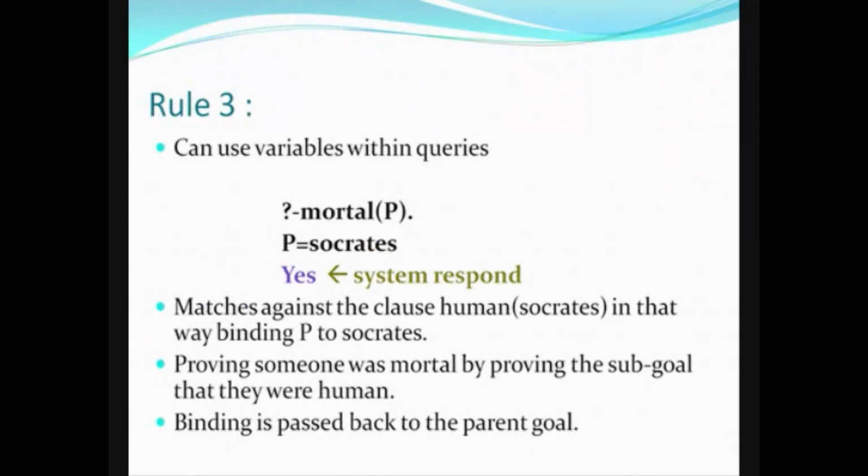Let's look at the third rule. We can use variables within queries. After the start symbol we can see mortal(P) inside the brackets. P equals Socrates, and the system responds yes. It matches against the clause human(socrates), in that way binding P to Socrates. Proving someone is mortal by proving the sub-goal that they are human. The binding is passed back to the parent goal.